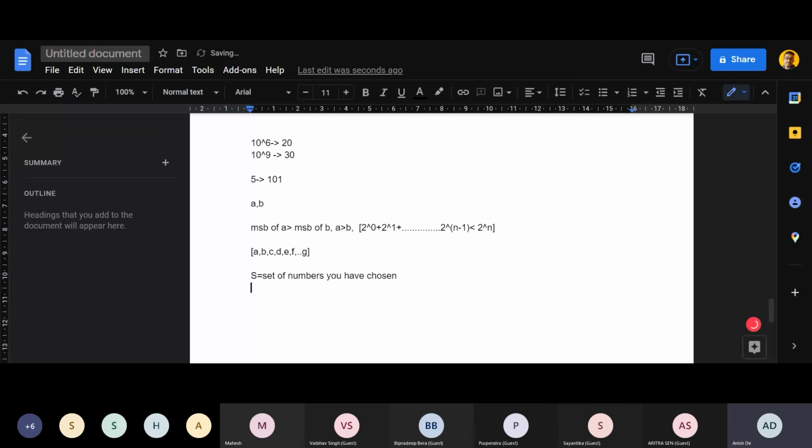So I am telling you that s has to be chosen in such a way that the sum of s is divisible by, let's say, y. So I have given a number y, and you have to choose s in such a way that the sum of the elements in s has to be divisible by y, and the sum of s is maximum out of all such possible sets. How do you do this?